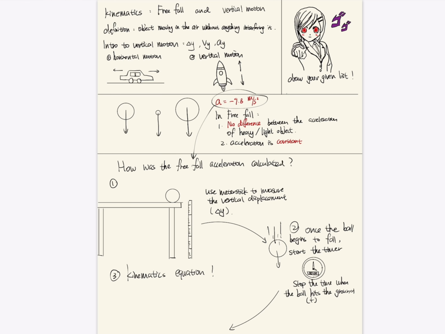But first of all, for free fall, we have two facts. The first one is there's no difference between the acceleration of a heavy or light object when it's in free fall. You might argue that a feather falls down slower than a steel ball, but that's due to air resistance. The second fact is the acceleration is always constant during free fall, and the constant that we use in AP Physics 1 is usually negative 9.8 meters per second squared.